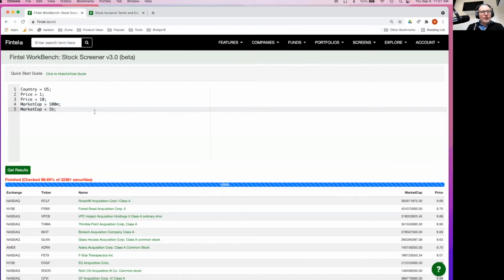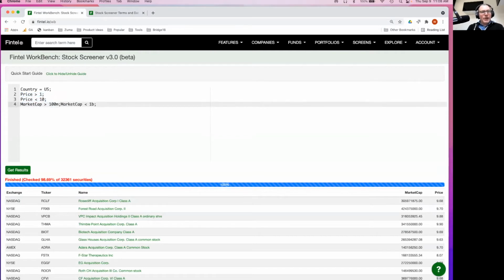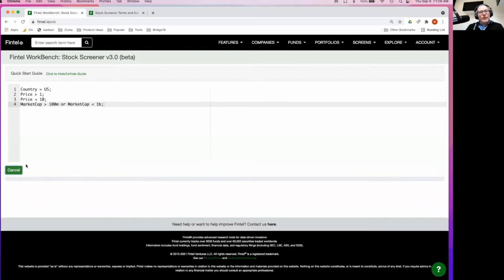So did you get that? So this and this are equivalent, okay? Every line here is a strict and. If I wanted to say or, I could say market cap is greater than 100 million or market cap is less than 1 billion. This is going to obviously generate the entire list. This is basically a null result, but I'll go ahead and do it here anyway, just so you can see that it works.